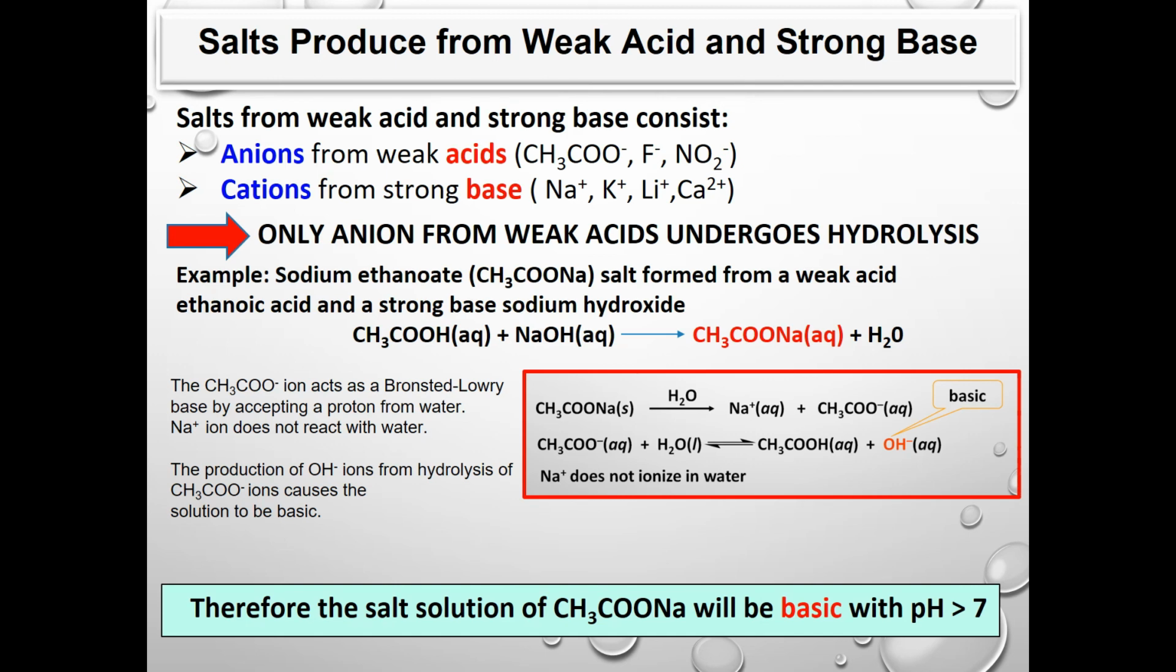Therefore, the salt solution of sodium ethanoate will be basic with pH more than 7. As a conclusion, salts produced from weak acids and strong bases will be basic with pH more than 7.